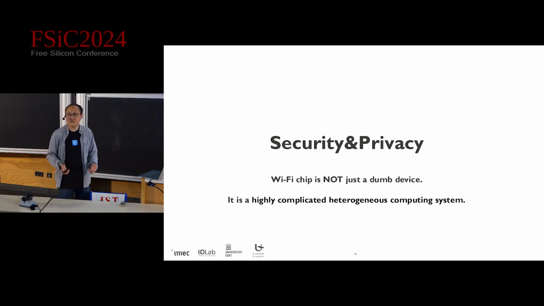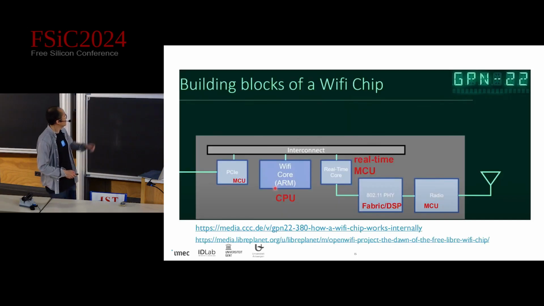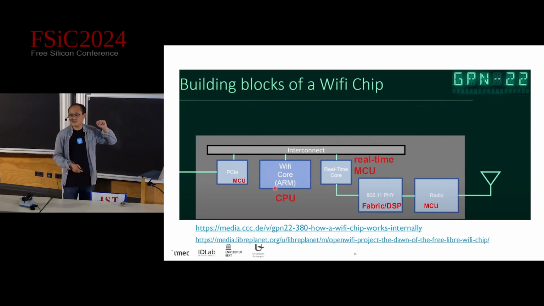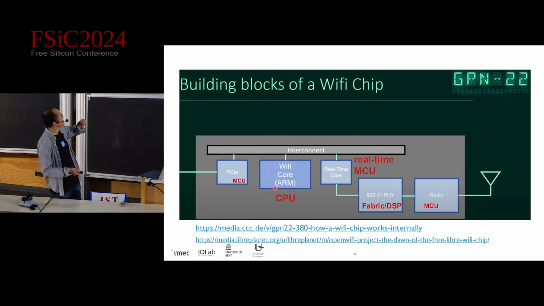Low cost doesn't mean it's simple. Wi-Fi is actually a highly complicated heterogeneous computing system. This is a very recent presentation from the German CCC conference, GPN22, made by Daniel.